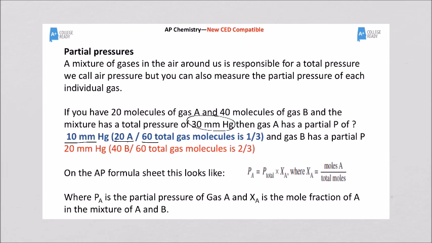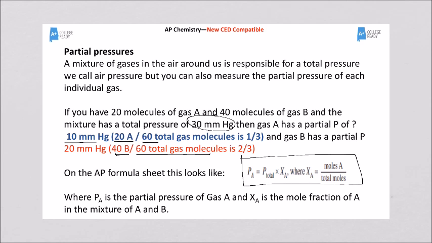So B is 40 molecules out of the total of 60, which is 2/3. What's 2/3 of 30? It's 20. Where is this relationship coming from? Well, I just took a snip of what it looks like on the formula sheet.